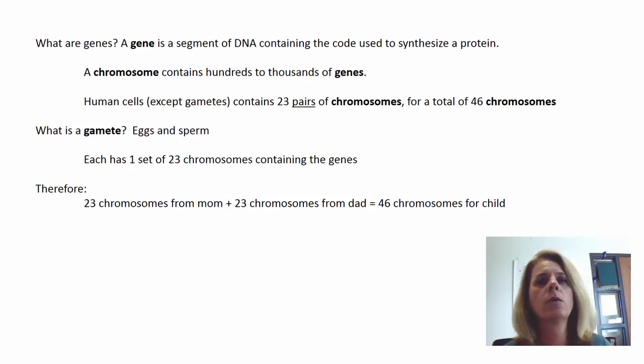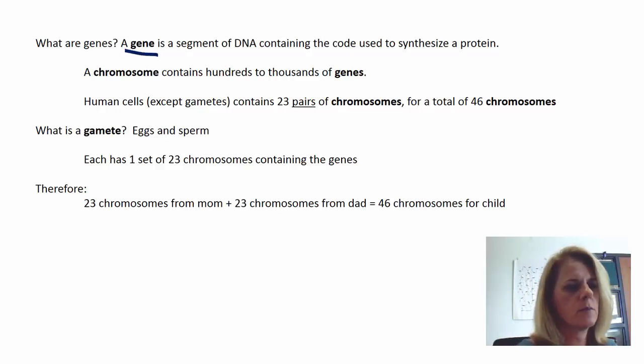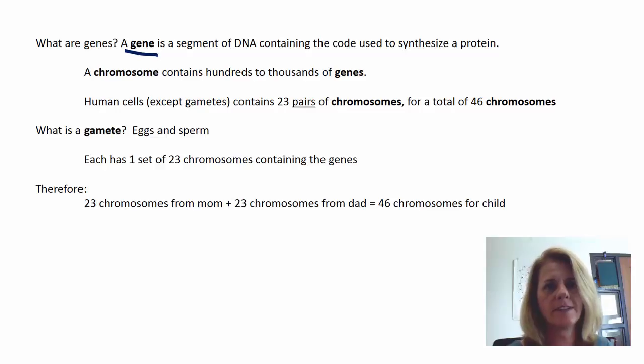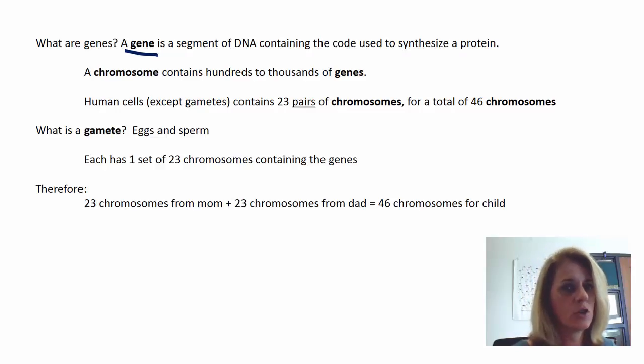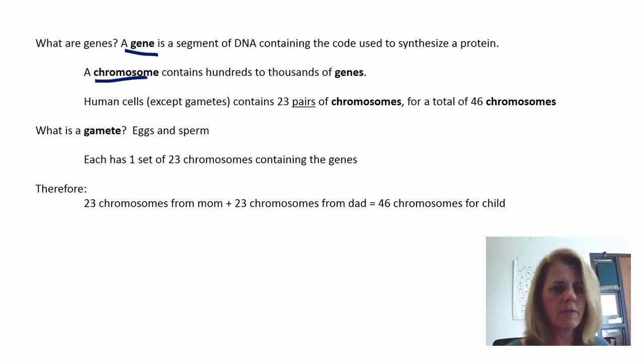All right, so what's a gene? A gene is that part of the DNA that codes for a protein. Remember, genes code for proteins, and so our DNA is our genetic blueprint. We can divide DNA into chromosomes, and each chromosome contains hundreds and hundreds of genes. And we have 46 chromosomes in our cells.